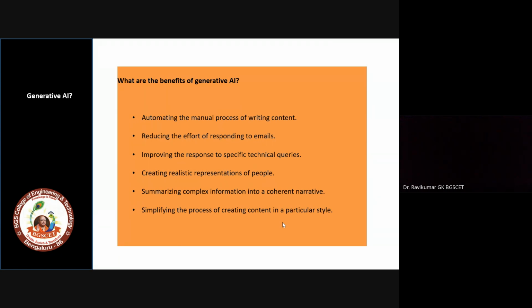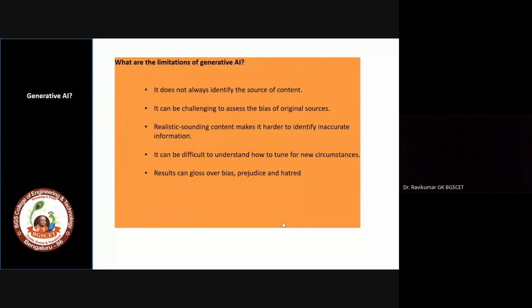And summarizing complex information into a coherent narrative, and simplifying the process of creating content of a particular type. Almost all the use cases I have described are beneficial for generative AI in one way or another. Where there are advantages and where there is a scope, there will definitely be limitations of generative AI.